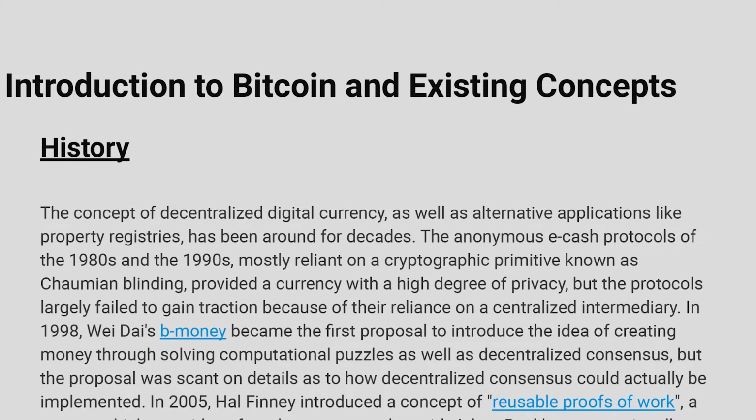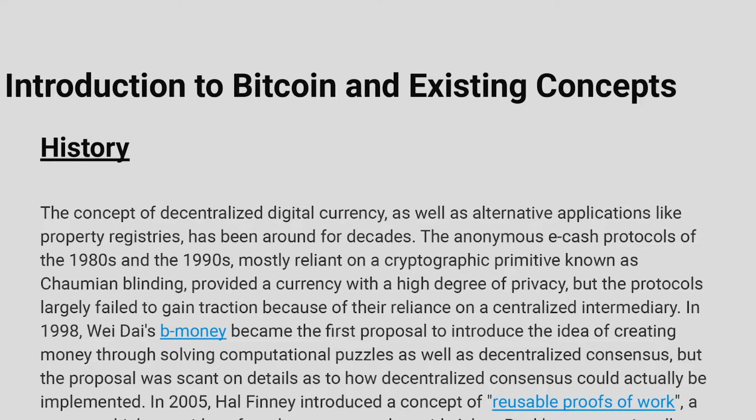Introduction to Bitcoin and existing concepts. History. The concept of decentralized digital currency, as well as alternative applications like property registries, has been around for decades. The anonymous e-cash protocols of the 1980s and the 1990s, mostly reliant on a cryptographic primitive known as Chaumian blinding, provided a currency with a high degree of privacy. But the protocols largely failed to gain traction because of their reliance on a centralized intermediary.